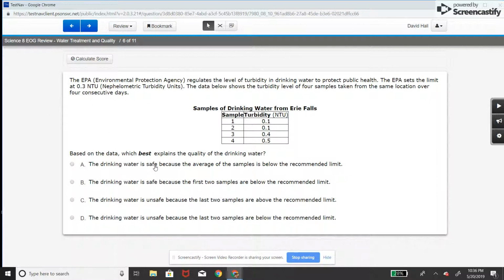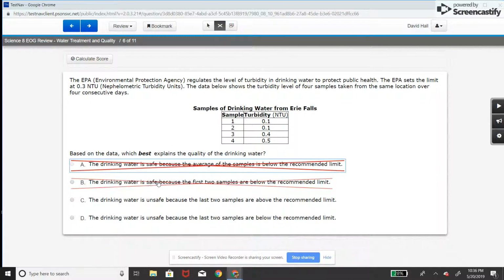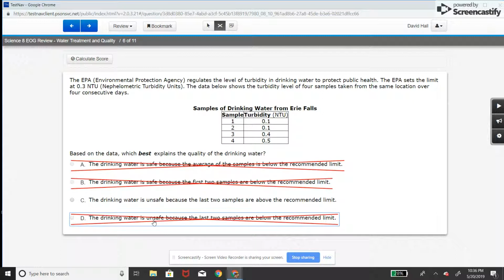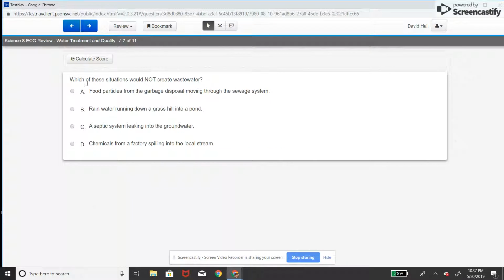Is the drinking water safe? Not according to turbidity. It's still not safe because of 2. Is it unsafe because the last 2 samples are below? They're not below, they're above. So the one that makes sense is that the water is unsafe because the last 2 samples are above. Half of the samples showed bad amounts, too much turbidity.